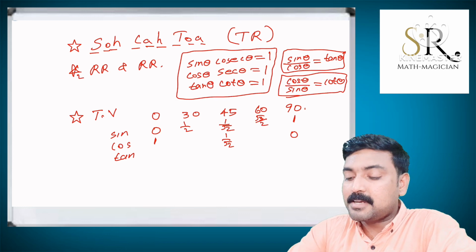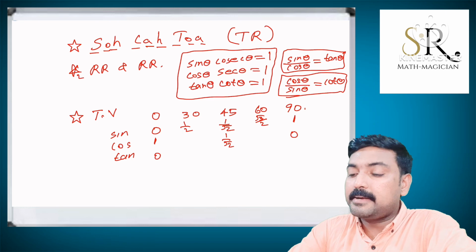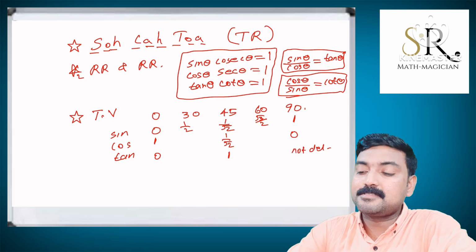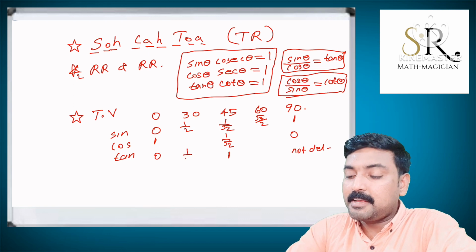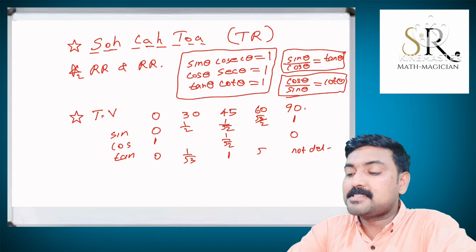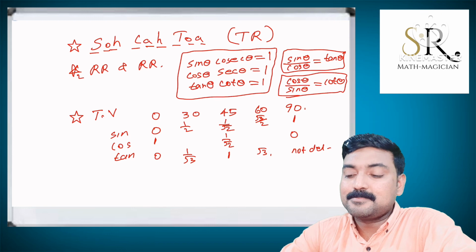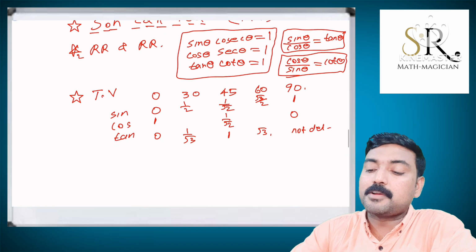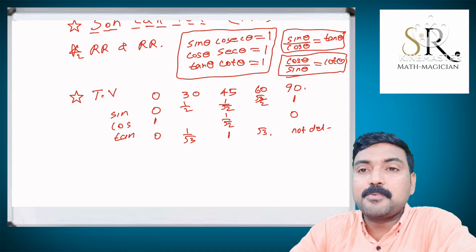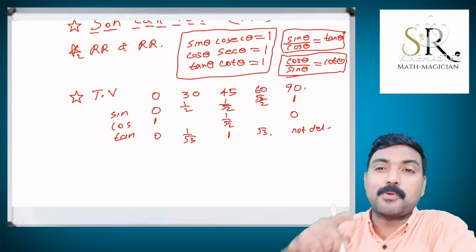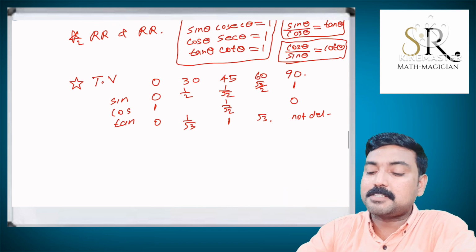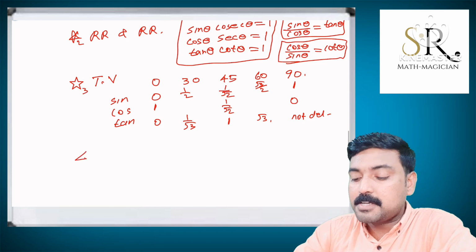In the case of tan, starting tan 0 is 0 and tan 45 is 1. Here it is not defined. Now tan 30 is 1 by root 3, tan 60 is root 3. Cot is the reverse, so I am not writing here. So this is trigonometric values. Suppose it is asking cosec value, then you take the sine value and change it into reciprocal. That means numerator changes to denominator and denominator changes to numerator. This is the third point from this chapter.